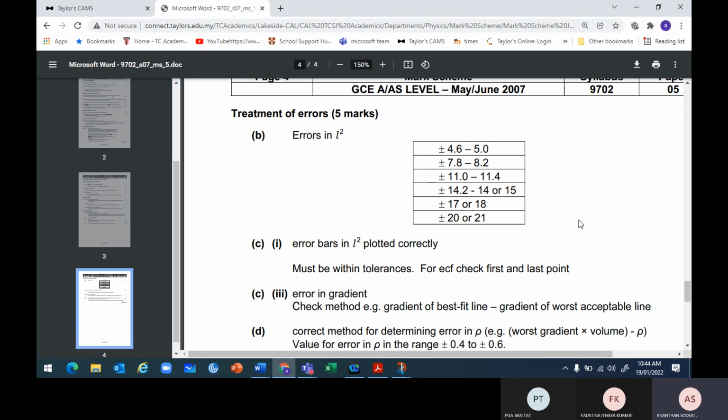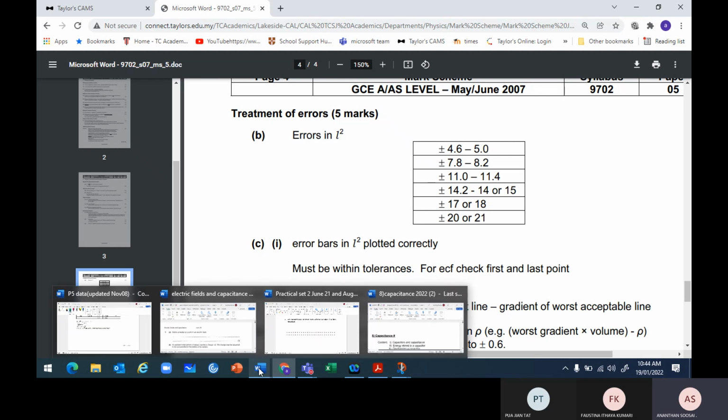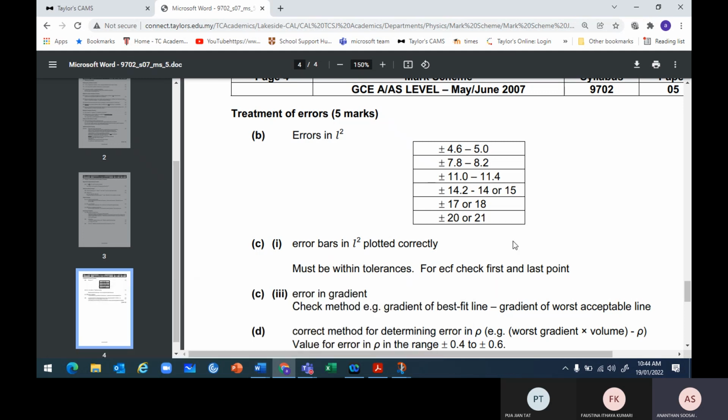Okay, class, so now you have your data. You now go ahead, plot the best fit line, worst fit line, and the error bar. Go back to the question. The scale is provided to you. This is how it's going to be in your exam. The scale is already provided. Just draw the best fit line, worst fit line, and draw the error bar.